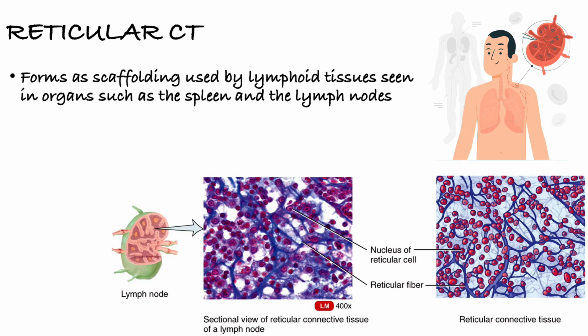So the next one will be reticular connective tissue. This forms a scaffolding used by lymphoid tissue. So what we're saying is we're going to see this more in our lymph nodes and our spleen. This is not really something we would expect to see in every single cell all over the body, like I said, in the lymph nodes. And when we get to the lymphatic system, we'll see that again, the lymph nodes are widely distributed all over your body.